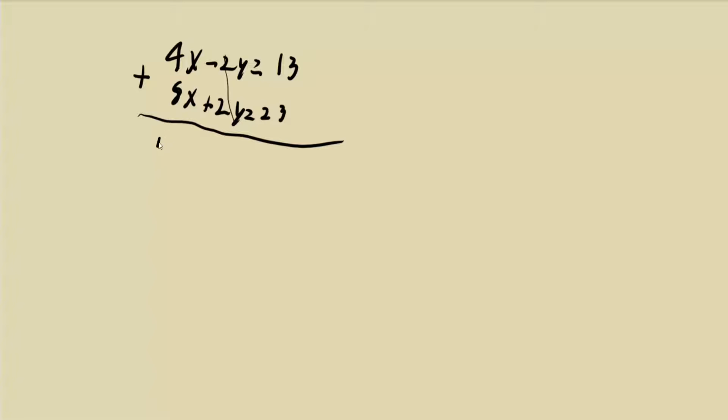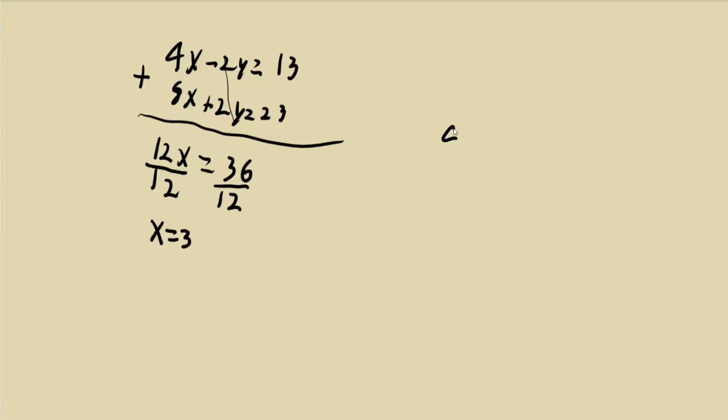So here we have 12x equals, and we still need to add these two right here, so this is 36. Then we divide both sides by 12, and you will get x is equal to 3. Now we can go back to the good old substitution method, where we substitute into any equation. The top one will be much easier to do, and so you can solve for y here.